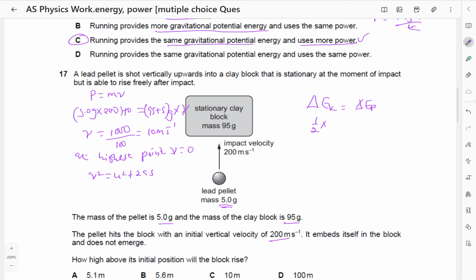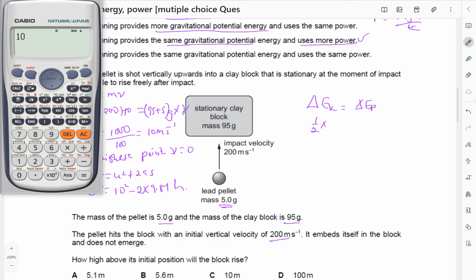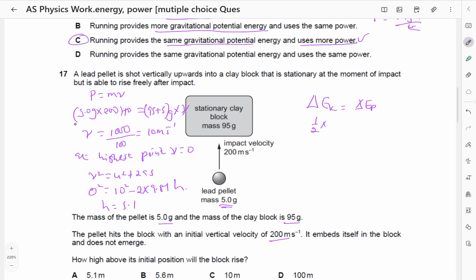So at the highest point, v becomes 0, so 0 squared is equal to u squared, which is now going to be 10. The system starts moving with 10 meters per second when the lead pellet is in contact with the stationary clay. So because it's moving against gravity, this will be minus 2 times 9.81 times h. So we can find h from this by just saying 10 squared divided by 2 times 9.81, which gives us 5.0968, so 5.1. So h is 5.1 meters.